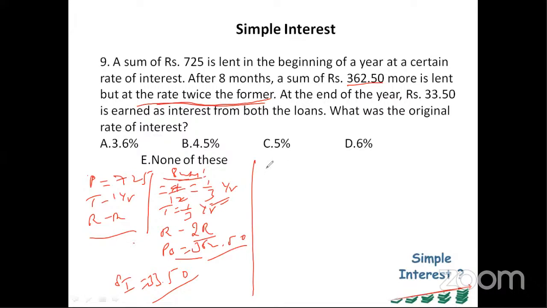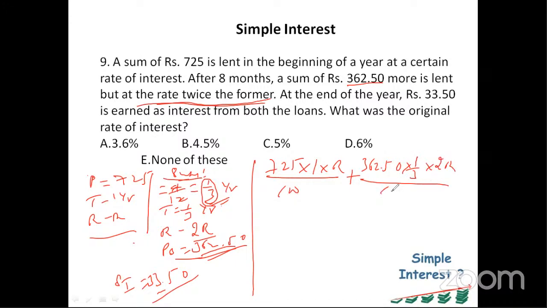So in the first case, PTR is 725. P into T means 1 into R means R by 100, plus second case, P means they have given this amount, 362.50, sorry, into time. Here we have only 4 months left. That's why it becomes 1 by 3, because we have only hardly 4 months left. So 1 by 3 into R is 2R, divided by 100.